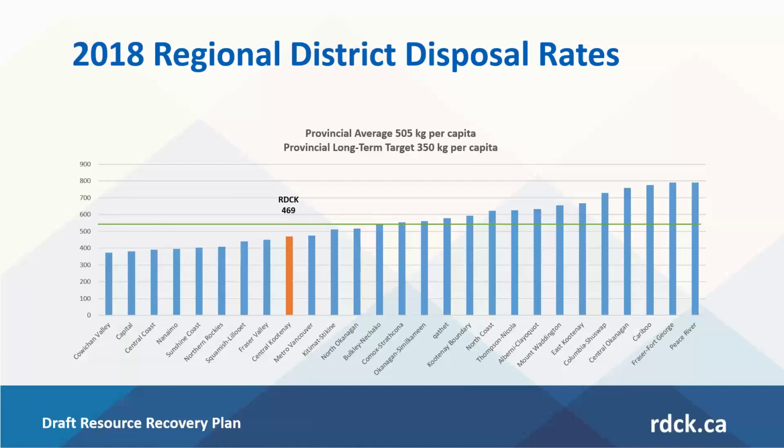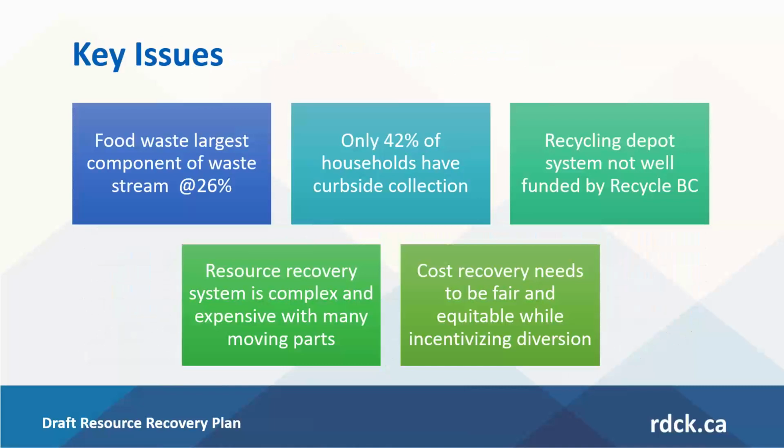The provincial average was 505 kilograms per capita. The provincial long-term target is 350 kilograms per capita on average. Not every regional district will make 350. The ministry expects every regional district to do their best to reduce as much as possible. In 2018, the RDCK was at 469 kilograms per capita. That's below the provincial average, but there are still many regional districts that are getting closer to the 350 target.